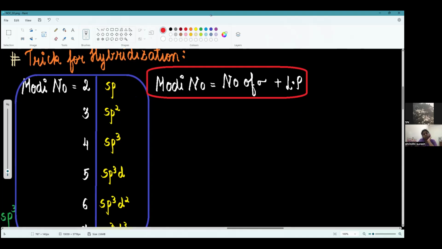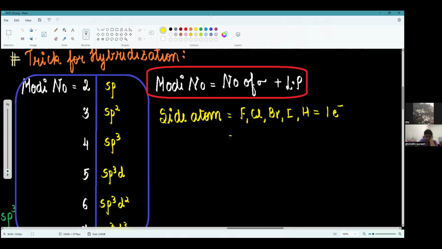First, we need to know that if the side atom is any halogen like fluorine, chlorine, bromine, or iodine, or it could be hydrogen also, they will share 1 electron. How many electrons are they going to share? 1 electron.